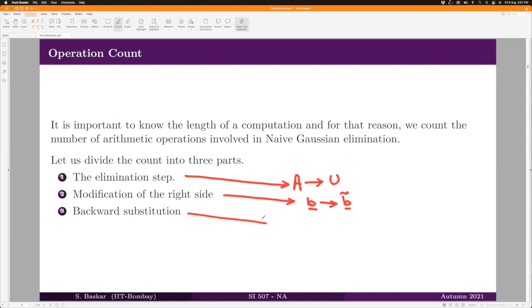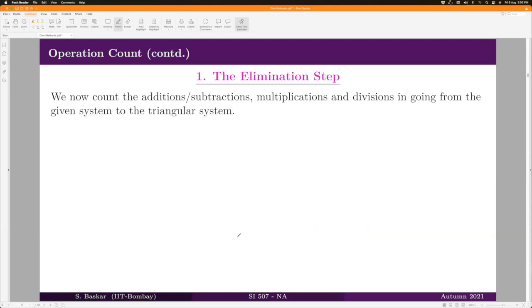And the final part of the method is to obtain the solution X bar from the upper triangular matrix. That is, you solve this system and get the solution X by the backward substitution process, right? These are the three parts of the method. Let us go to count the number of operations involved in each of these steps. Let us first consider the elimination step. We will count the number of additions, which also includes subtractions because we cannot segregate them, and then we will count the number of multiplications and divisions separately.